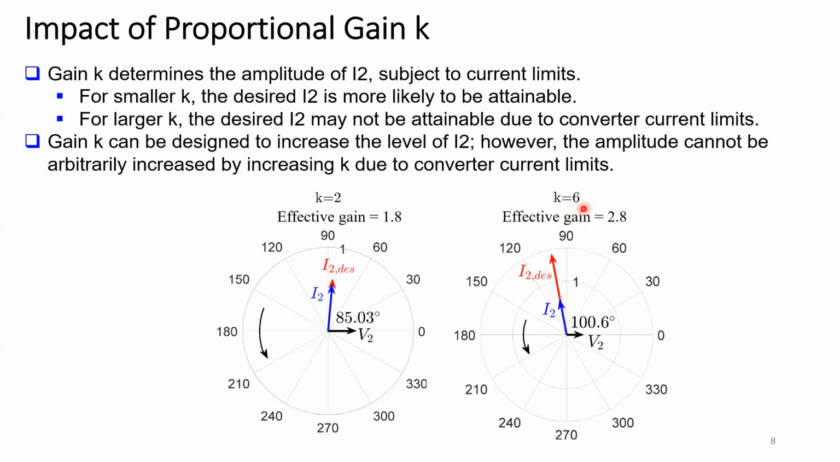But when we increase the gain to K equals 6, the desired amplitude of negative sequence current is too high with respect to the converter current limit, and therefore the actual delivered negative sequence current has a much lower amplitude. In this case, the effective gain was 2.8 compared to the desired gain of 6. So the conclusion here is that gain K can be designed to increase the level of I2. However, there is a limit to how much you can increase it due to the converter current limit.